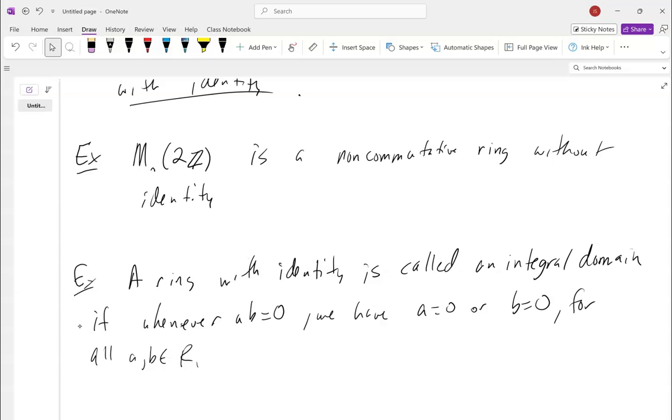If you can divide by every single non-zero element, it's called a field. Oh, commutative, sorry. So we'll talk about those next time since I'm at 12:15 anyway.